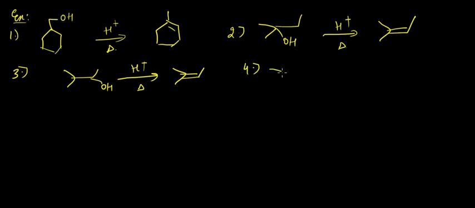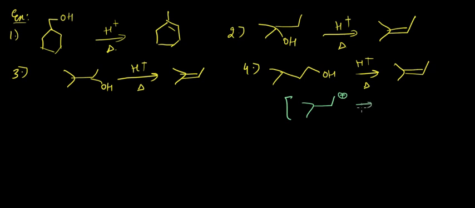Again, we H plus heat it. Again, what would be the product? Product would be again this one only. Why? Because the intermediate carbocation, what will happen is, this would be the intermediate carbocation. It will undergo a 1,2 H minus shift to form a carbocation, something like this, resulting into a double bond between this carbon atom and this carbon atom.